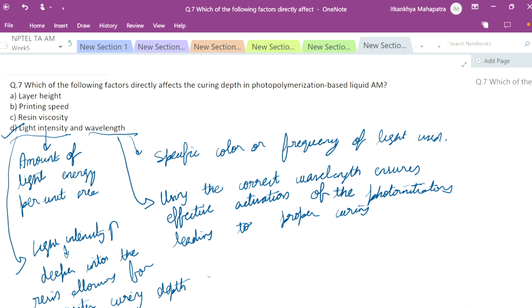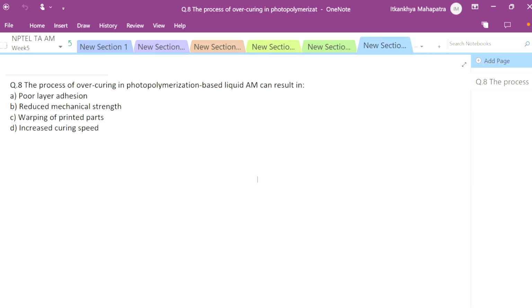Okay, so now the next question. The process of over-curing in a photopolymerization-based liquid AM can result in: poor layer adhesion, reduced mechanical strength, warping of printed parts, or increased curing speed. Now, the correct option is reduced mechanical strength.